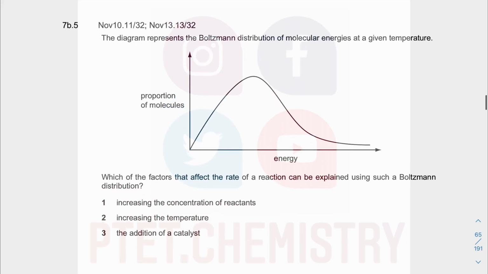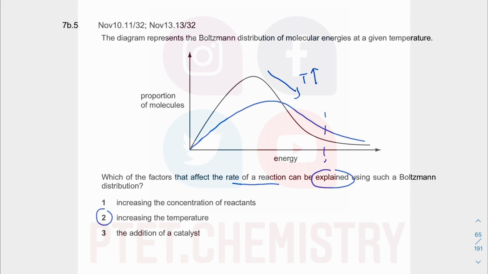This is the last question of this 5-question series on section B type of questions of rate of reaction. So Maxwell-Boltzmann distribution. Which of the factors that affect the rate of reaction can be explained using a Maxwell-Boltzmann distribution? The Maxwell-Boltzmann distribution shows the distribution of energy for the molecules. If we increase temperature, this graph will look like that. So that is what happens as temperature increases. Your graph will shift to the right, it will skew to the right. You have more molecules that have higher energy, and fewer molecules that have lower energy. So increasing temperature is correct.